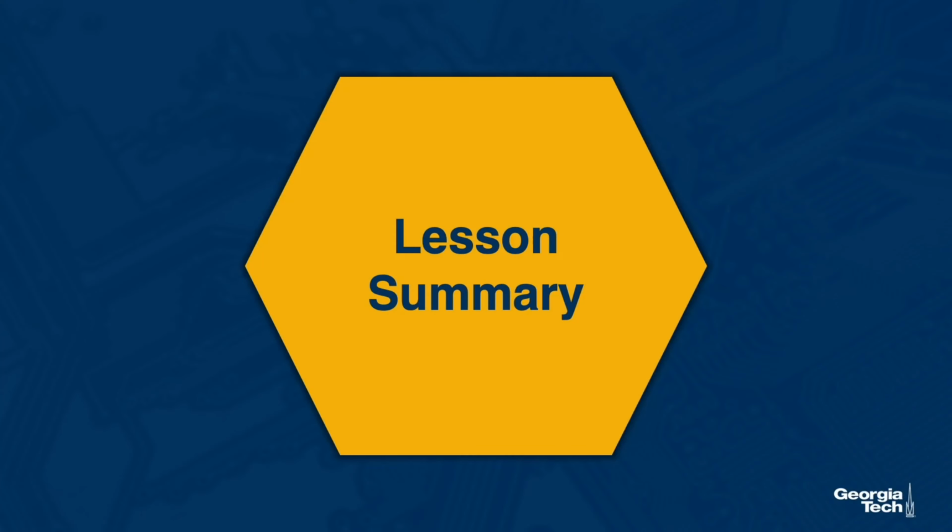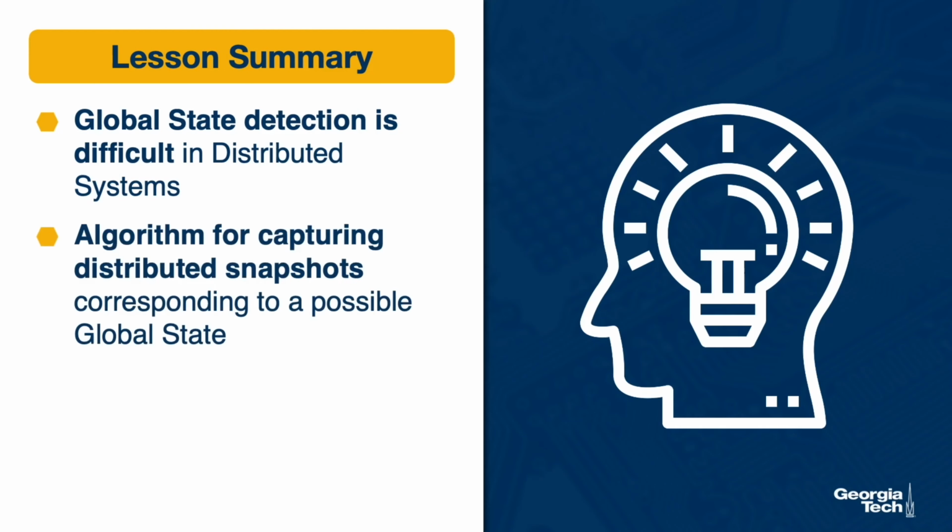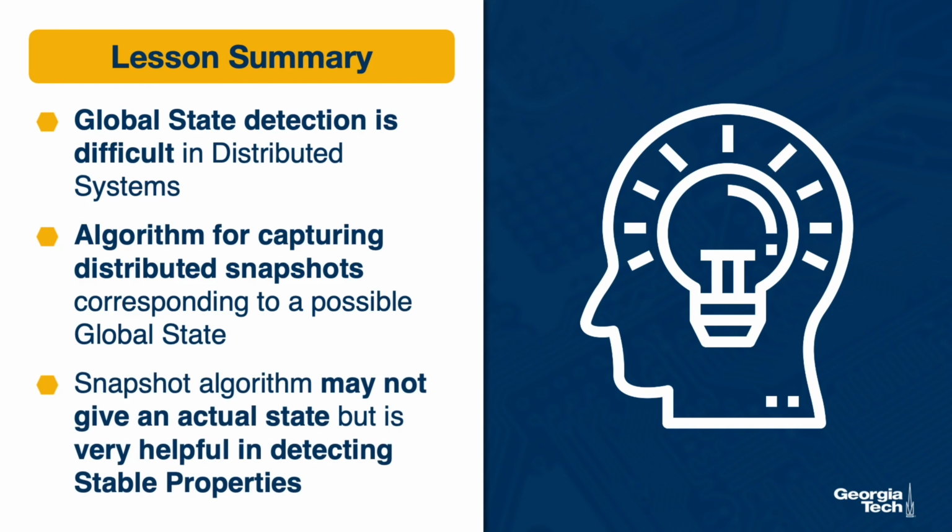To recap, in this lesson, we discussed several things. We discussed that global state detection is difficult in distributed systems. We presented the Chandy-Lamport algorithm for capturing distributed snapshots that correspond to a possible global state. And then we explained that although the snapshot algorithm may not give us an actual state, it is still very helpful in detecting stable properties and in reasoning about some other possible properties of the system.